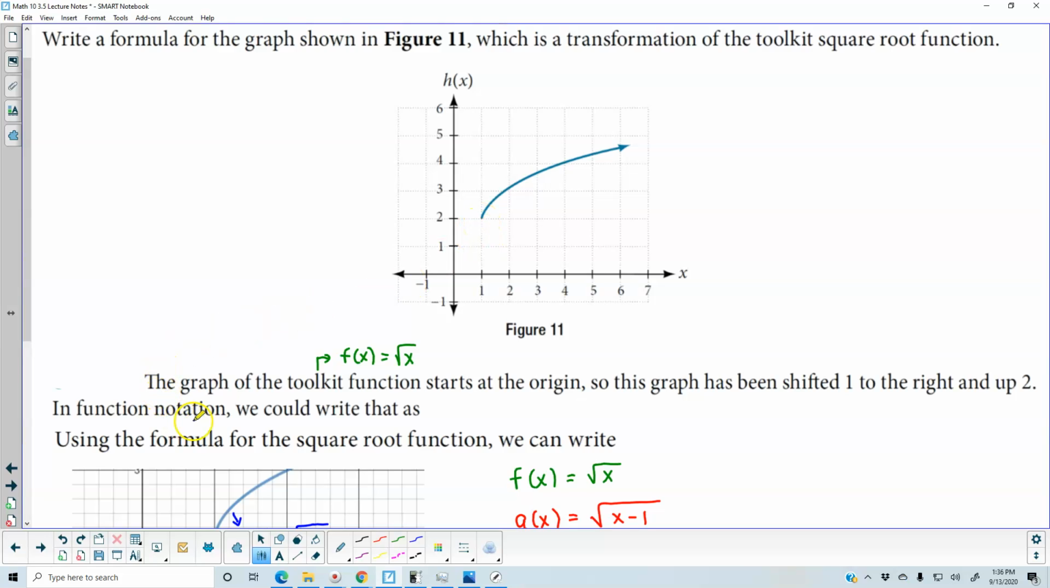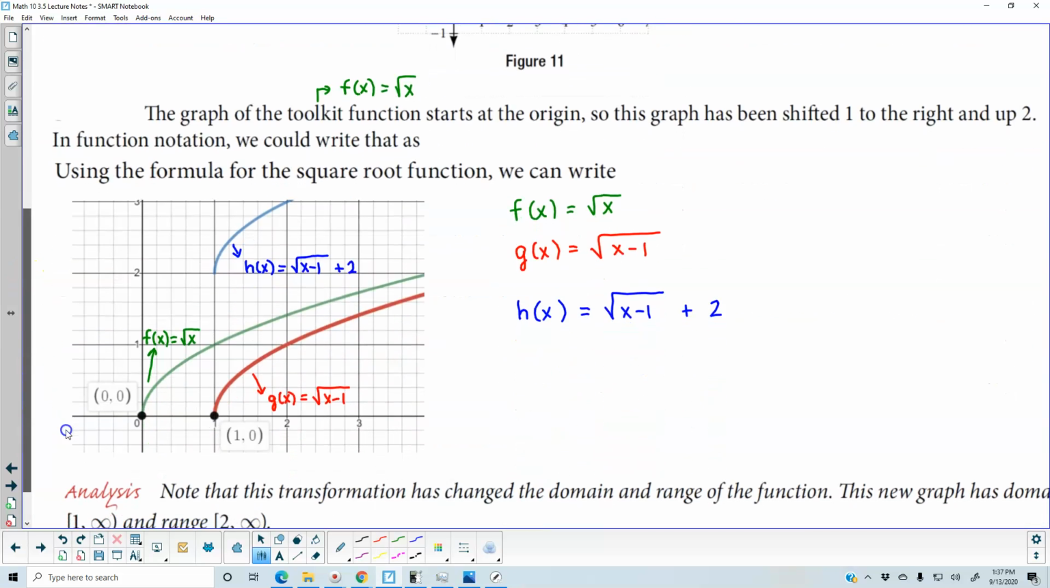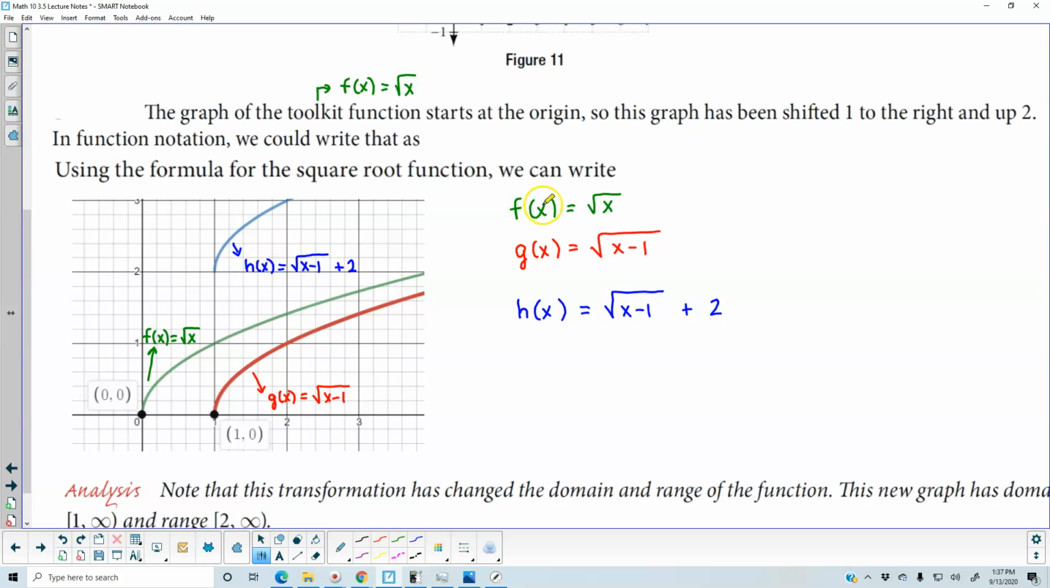Now, in function notation, we could write that as the following. Using the formula for the square root function, we have f of x, which is equal to the square root of x. So this was our function to start with. The green was our toolkit function at 0, 0.